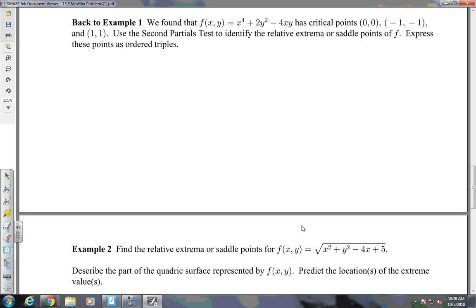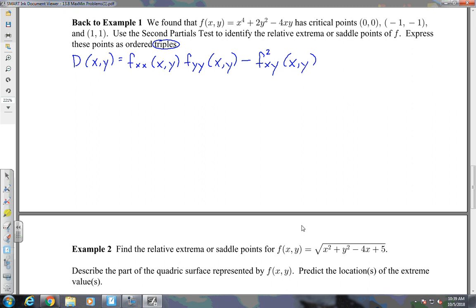Express these points as ordered triples. Okay, we've got the domain points. That means we have x and y. Eventually, we'll find the corresponding z values. So what we need to do is build this function D. From our definition, D of (x, y) is equal to f sub xx of (x, y) times f sub yy of (x, y), minus f sub xy squared of (x, y).